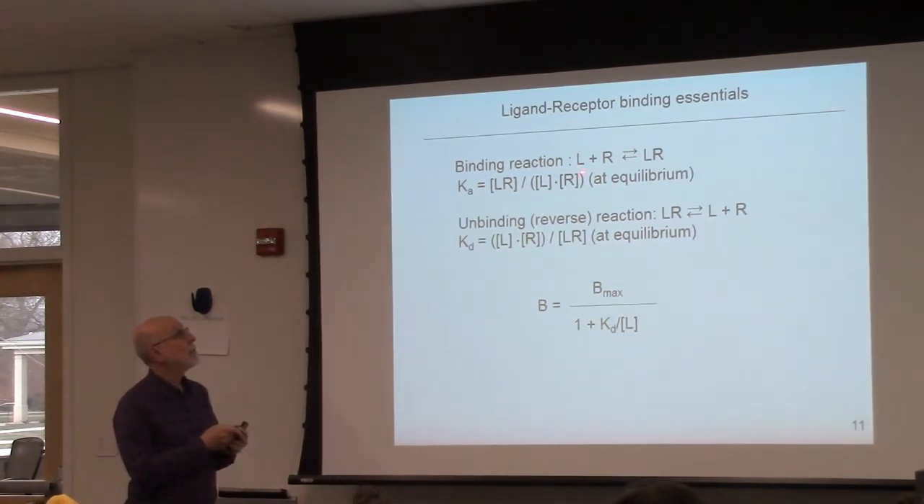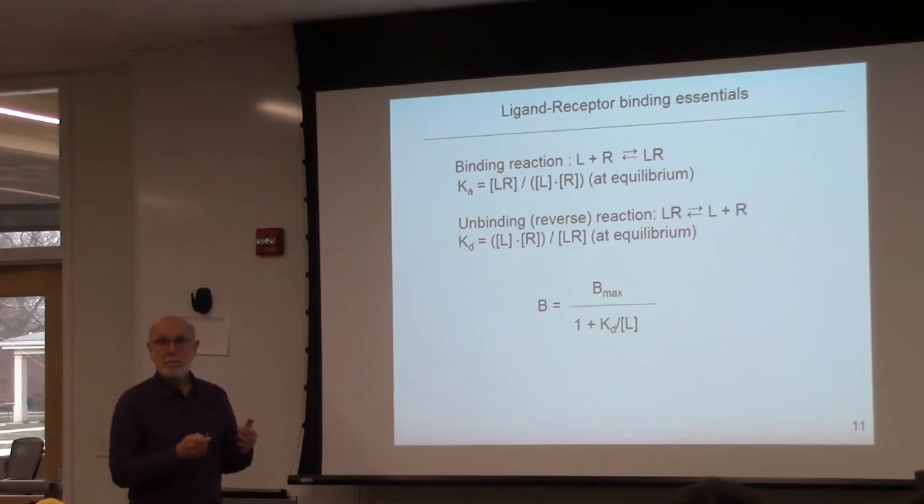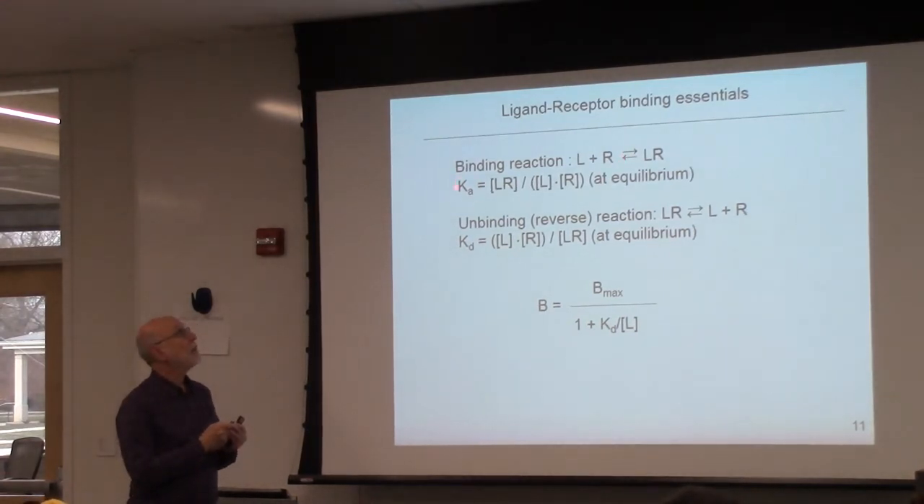So here is the binding equilibrium. The ligand and the receptor form a ligand-receptor complex. And this is not an irreversible reaction, it's a reversible reaction. So if we talk about the association constant, when this reaction is at equilibrium, that is to say, when the forward reaction rate is equal to the reverse reaction rate, this is at equilibrium.